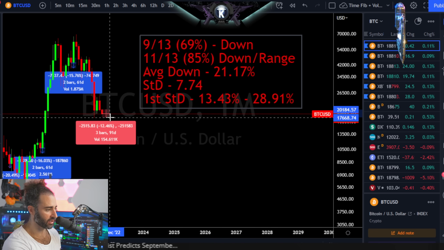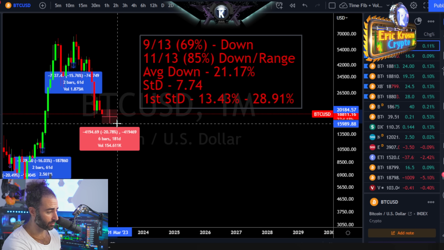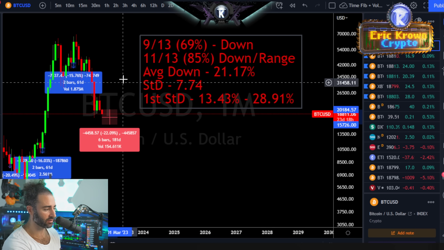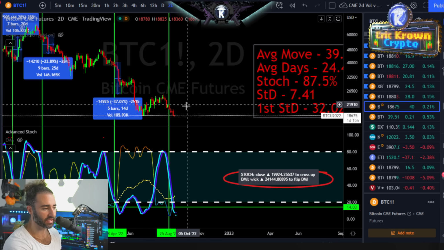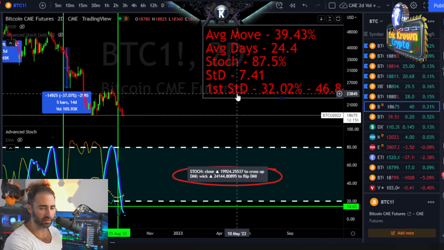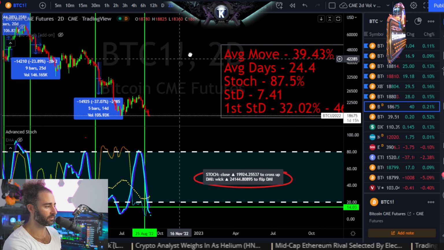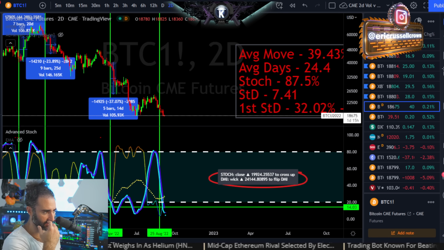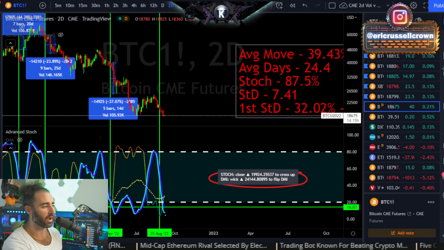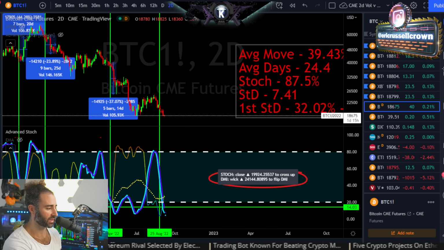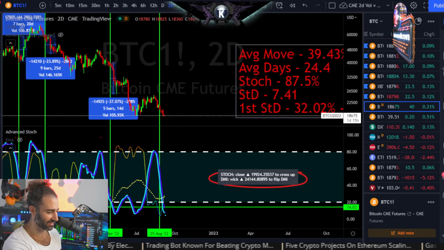Now, if we go all the way to the average, which is 21%, that would put Bitcoin at about $15,500, which, if you recall, is the same number that would put us on the lower end of the first deviation over here for the 2-day time frame signal. So I do think that these regions deserve some consideration long term throughout the month of September, obviously.